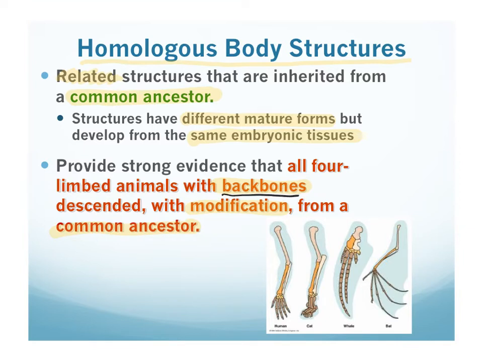If you have a backbone, then you are a vertebrate, okay? So what they're trying to show in this particular picture is that a human is a vertebrate, has a backbone. A cat is a vertebrate, it has a backbone. A whale is a vertebrate, it has a backbone. A bat is a vertebrate, and it has a backbone. And we're all related, and you should be able to see that there are some structural similarities, even though we're looking at four different things. And we're going to talk about that in just a little bit in the next couple of slides.